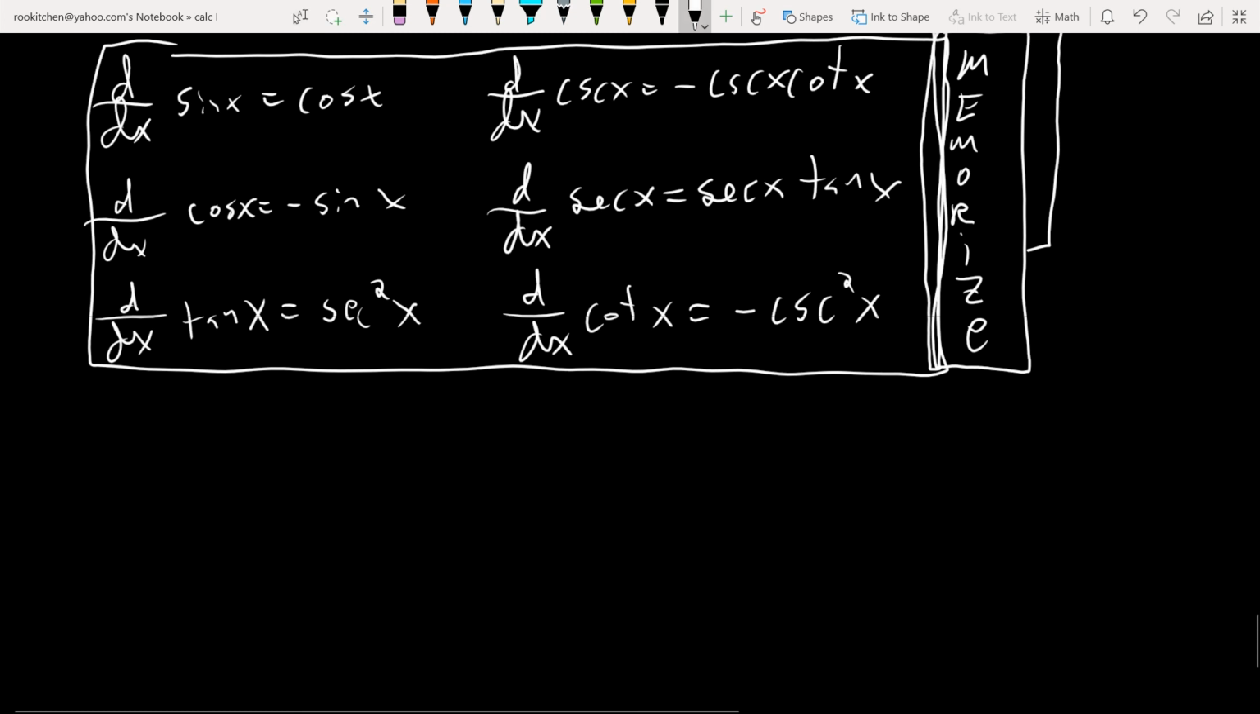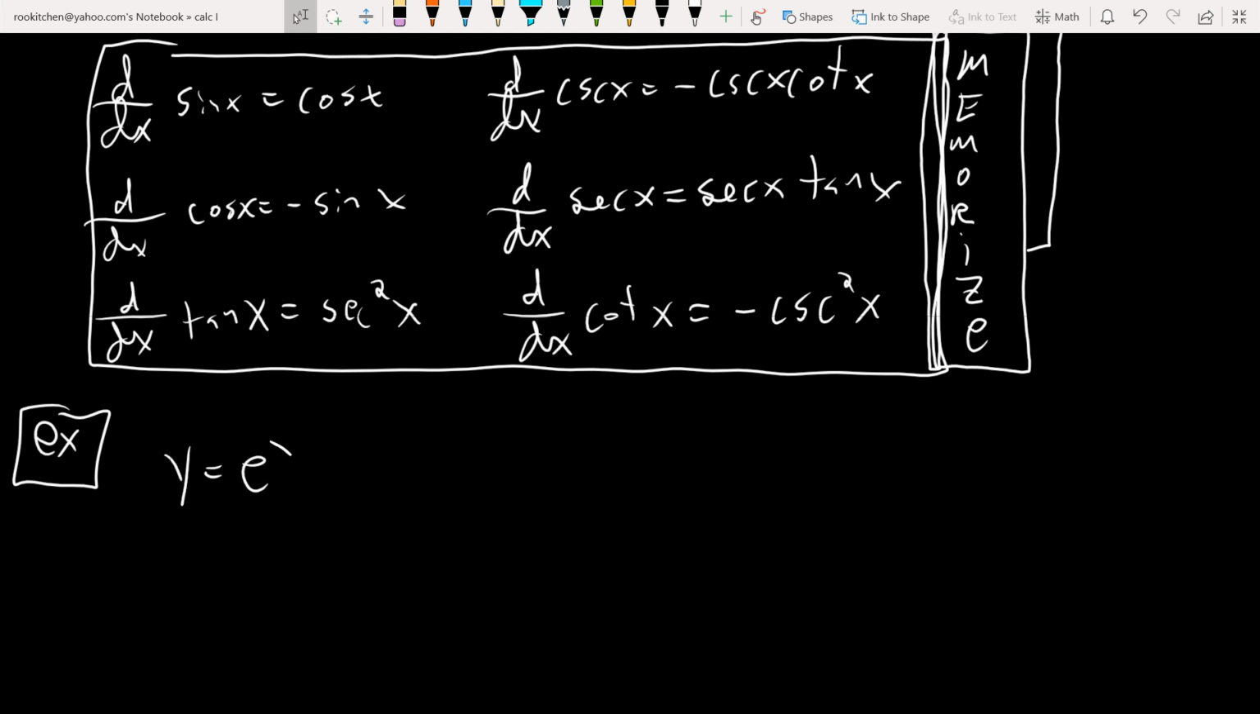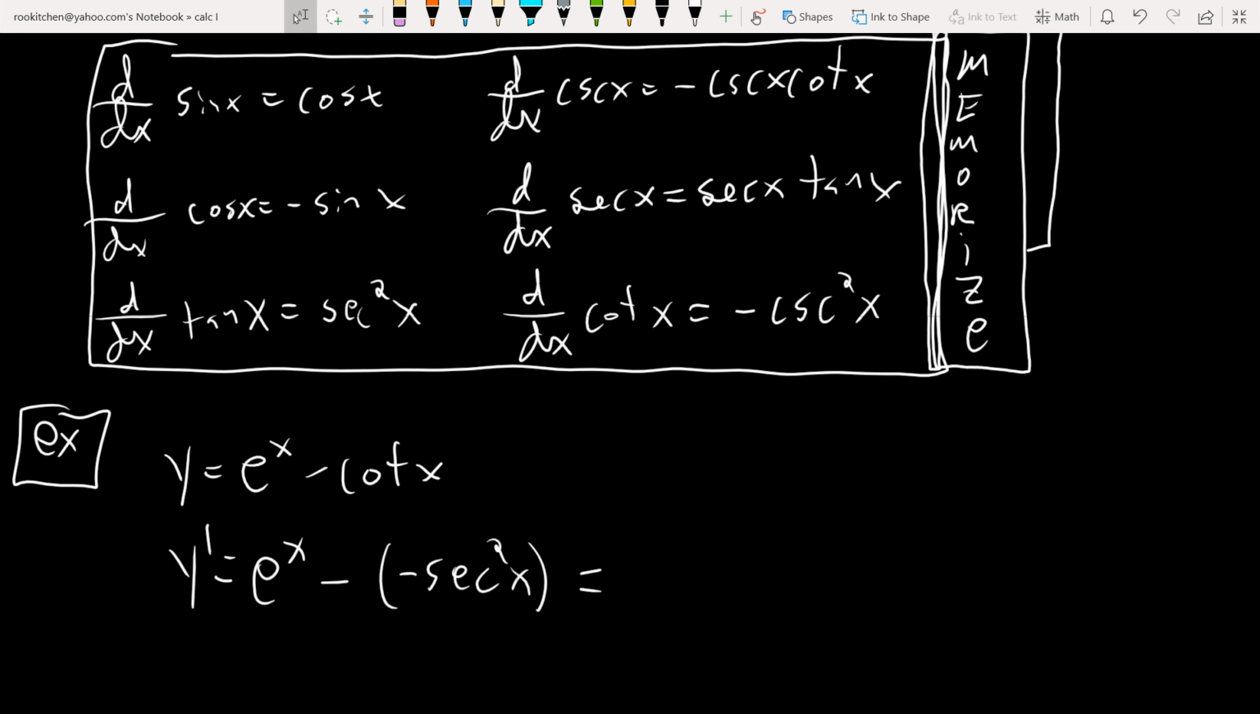Once you memorize these, you should be able to handle pretty much anything that we throw at you. For example, y equals e to the x minus cotan x. So y prime: the derivative of e to the x is just e to the x, minus the derivative of cotan x, which is negative secant squared x. And then we don't write minus minus, we want to clean it up as a plus. We have e to the x plus secant squared x.